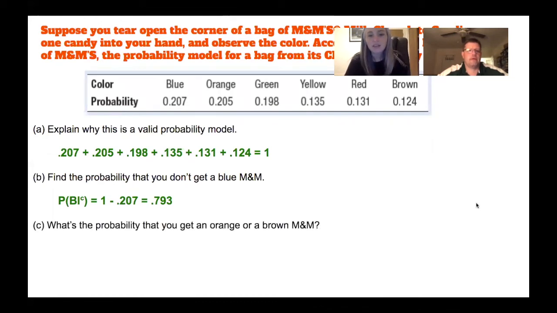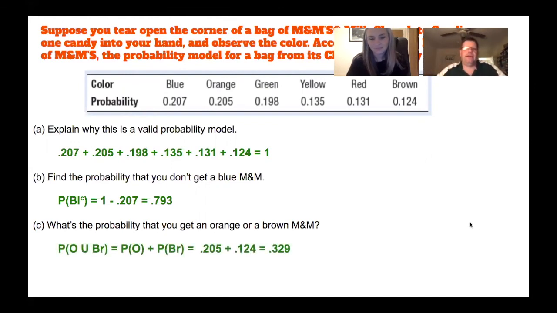What's the probability that you get an orange or a brown? Now or means add. So I'm going to take the 0.205 and add it to the 0.198. Oh, I'm sorry, I read the wrong number. Brown is 0.124. Looking at the green. But anyway, you're going to mush those two together. What do you get when you have a brown and an orange M&M and you mush them together? A pile of chocolate.